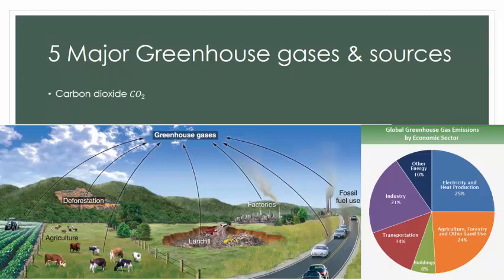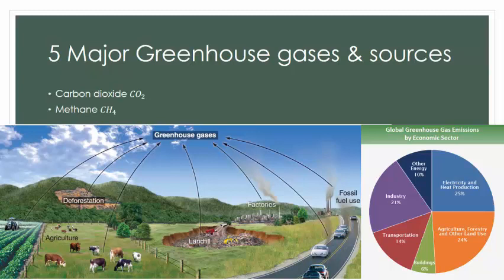Remember, carbon dioxide is emitted during cellular respiration. It is emitted from the tailpipe of fossil fuel combustion or vehicle emissions. It is emitted from decomposition in landfills. And it's emitted during deforestation because we don't have as much photosynthesis happening there to absorb that carbon dioxide.